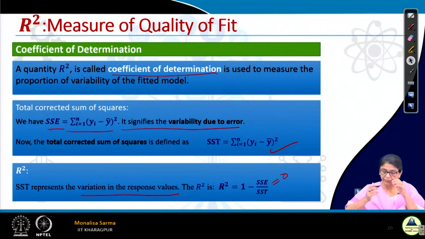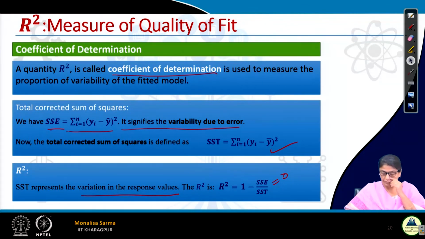Even if my SSE is quite less than SST, not 0 but quite less than SST, then I will get a very small term when I divide this SSE by SST, and my R square will be closer to 1. That also indicates a good fit. Of course, 1 is a very good fit, and values closer to 1 are also a good fit.